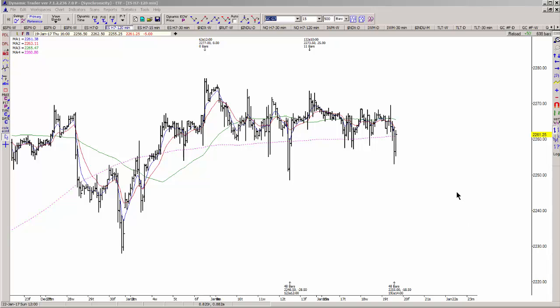In today's video, we're going to take a look at S&P futures, and I'm going to recreate one of the setups that we had today. We actually had more than one, but I'm going to show you one in particular, and then I'm going to show you the next decision.